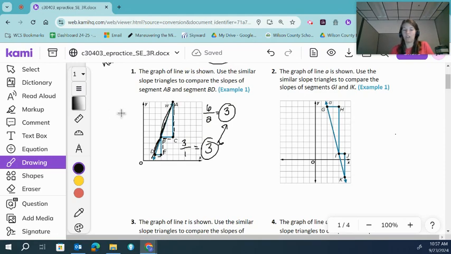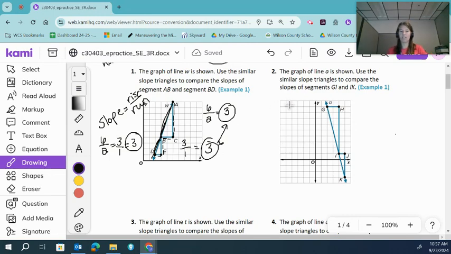Again, vertical height over horizontal height. They also call this rise over run. So rise is your vertical height, run is your horizontal height. Slope equals rise over run. So in this case it was 6 over 2, 3 over 1, which makes that slope 3.